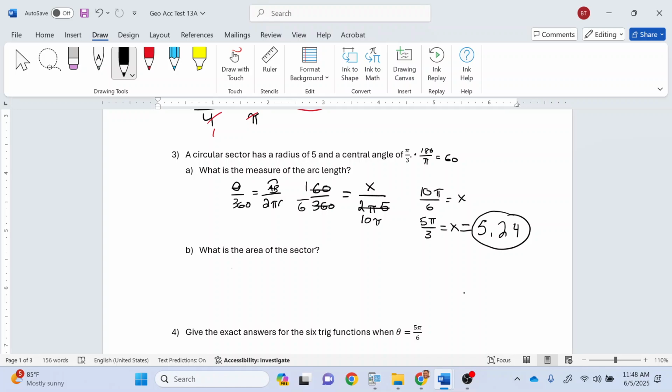Next one, similar setup: 60 over 360 equals my mystery over, in this case, pi r squared. So this one is going to be 5 squared. So 1 over 6 equals x over 25 pi.